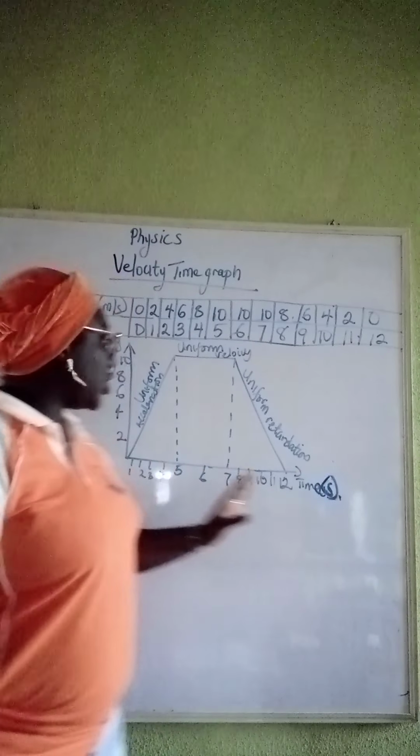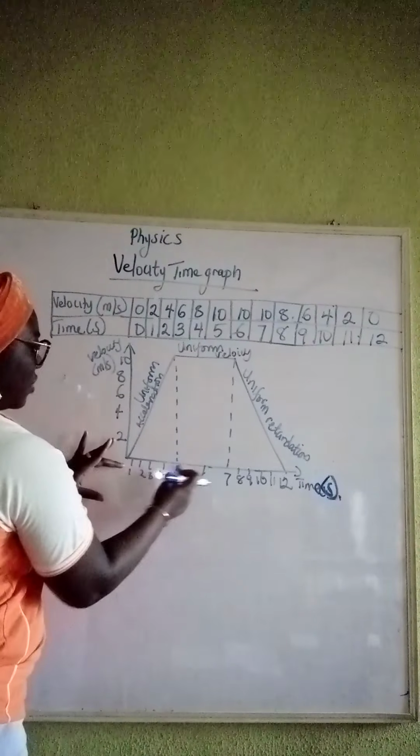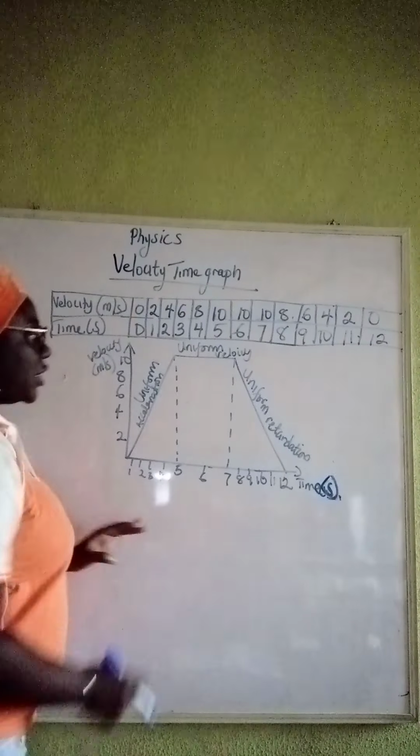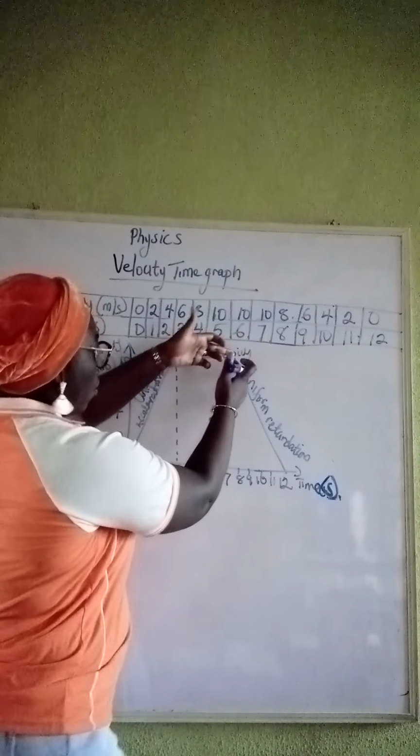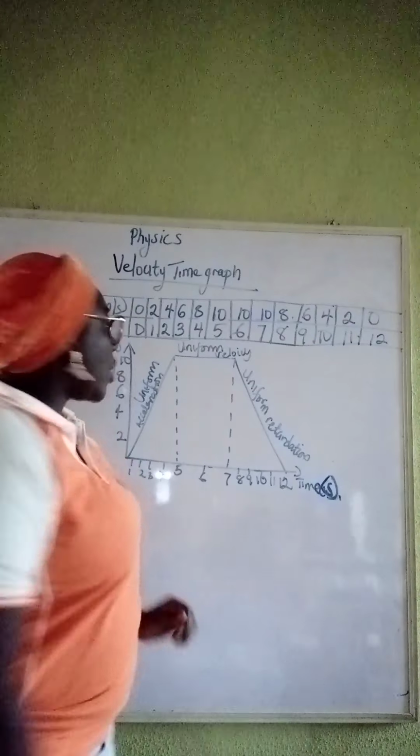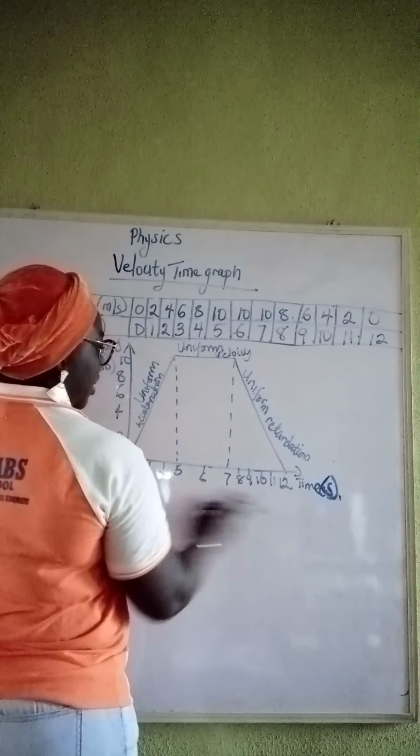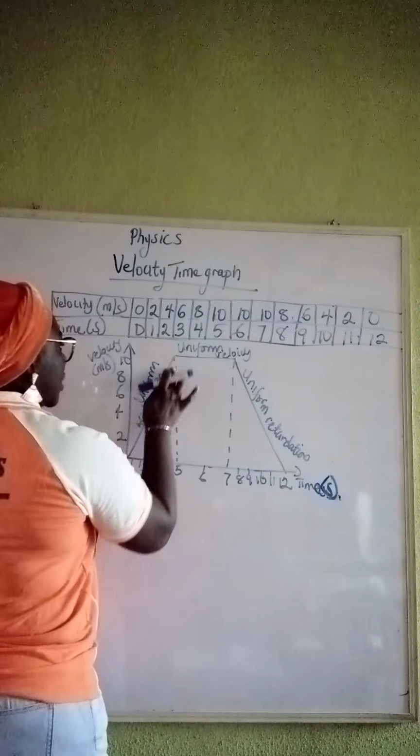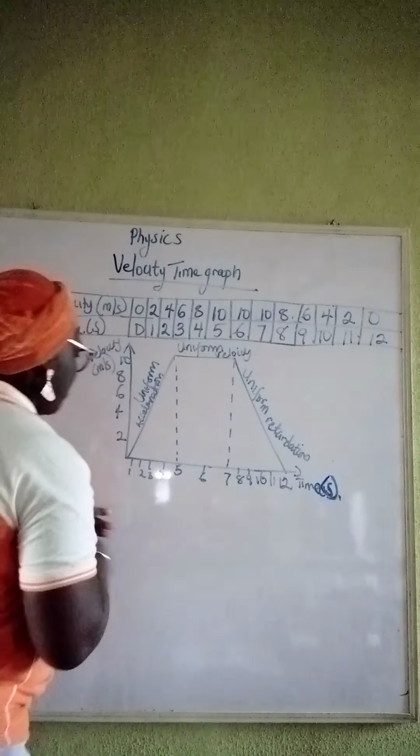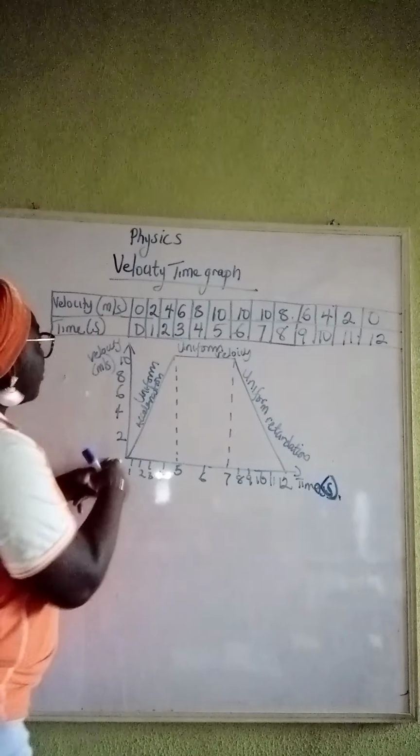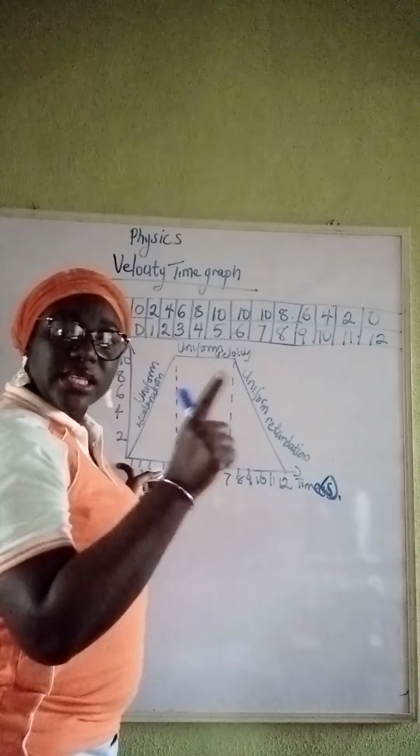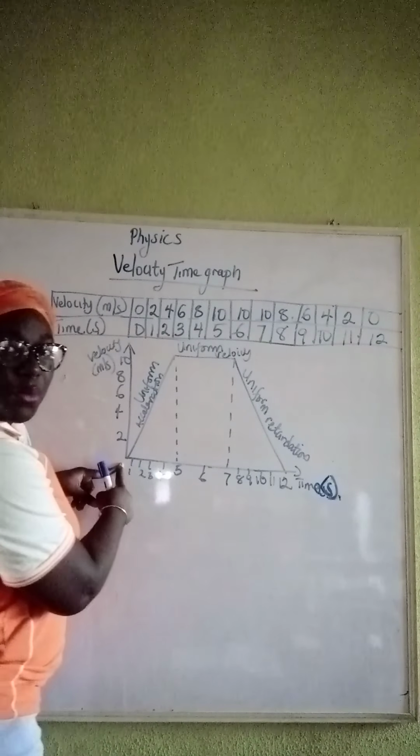So if you are told to calculate your acceleration, you are calculating the uniform acceleration based on this triangle. This is the triangle for your uniform acceleration, while your uniform retardation is this triangle. So invariably, when you are constructing a velocity time graph, we are also looking for what? The acceleration. That's the first step. And this simply means that the body is starting from rest. The initial velocity is what? Zero.